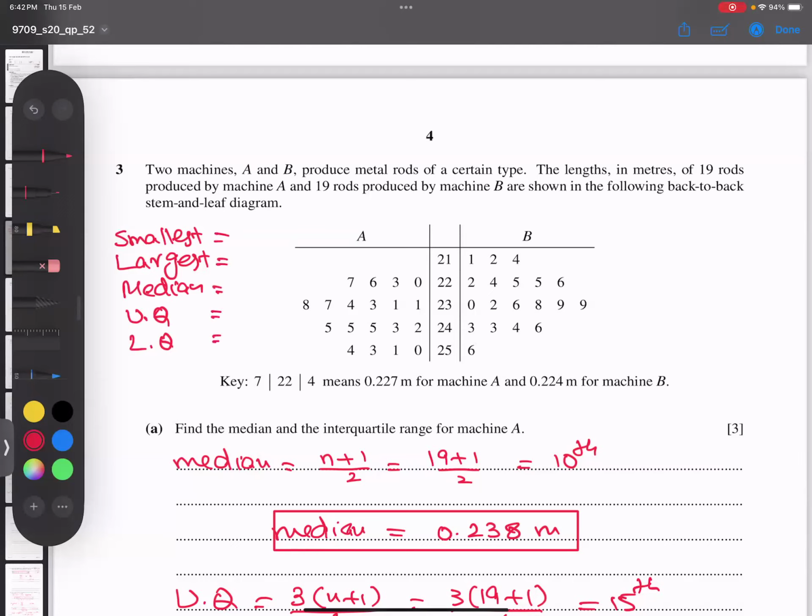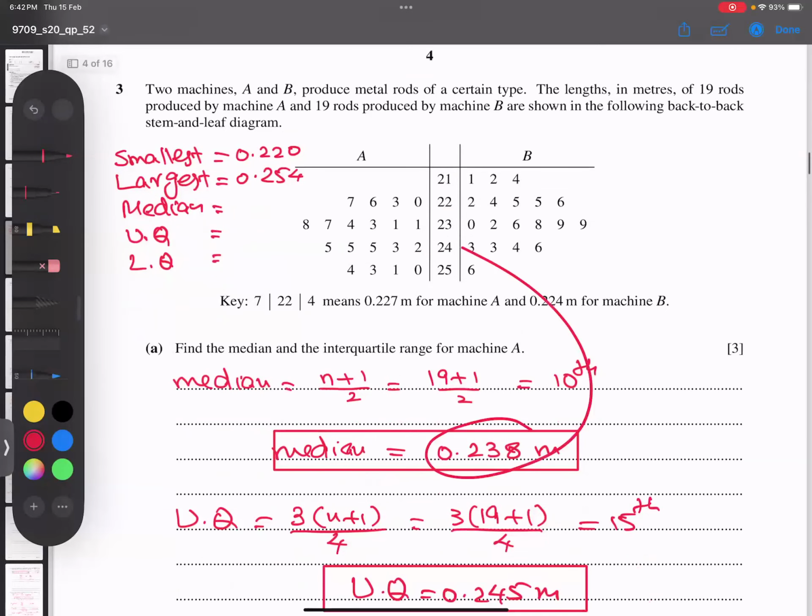So the smallest value from here is 0.22, so 0.220 I got from here. And the largest value is 0.254 from here. And the median I just got from here, 0.238.